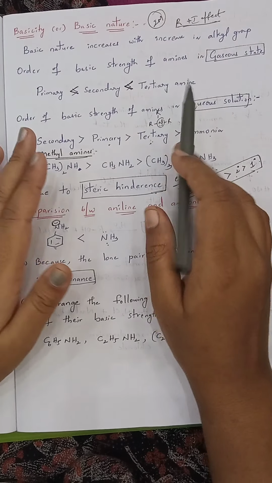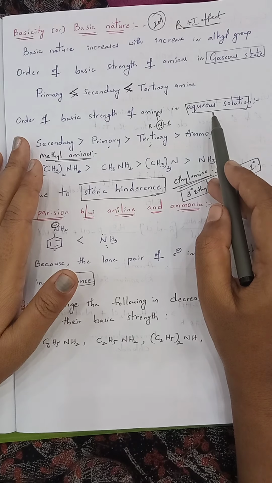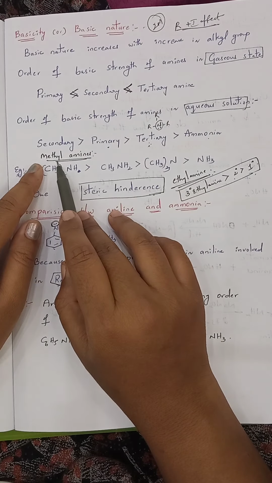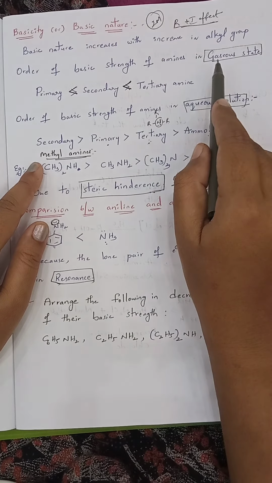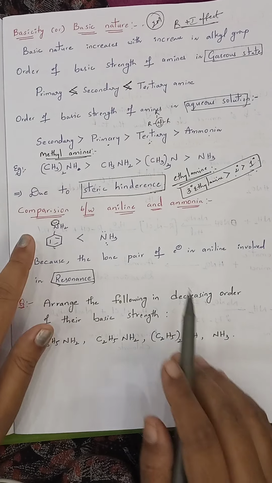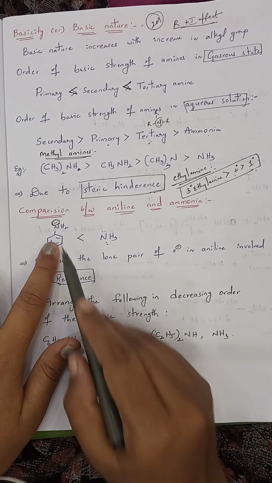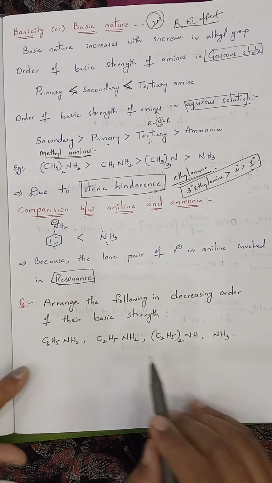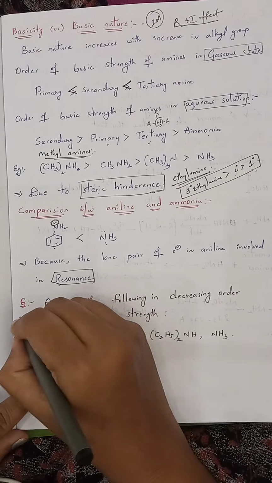Now, the basic strength in gaseous state is different from the basic strength of amines in aqueous solution. Within aqueous solution, it is different for methylamine and ethylamine. Ethylamine is in the same order as gaseous state, but methylamine follows this order. And when you compare basic strength of aniline and ammonia, ammonia is more basic because the lone pair of electrons on nitrogen in aniline is involved in resonance. Based on this concept, try to solve this question. This is homework for you.